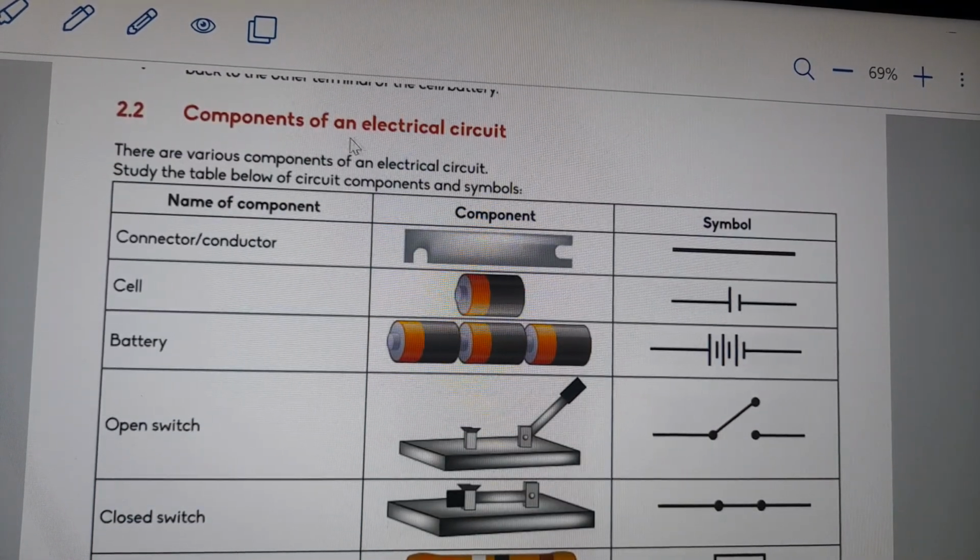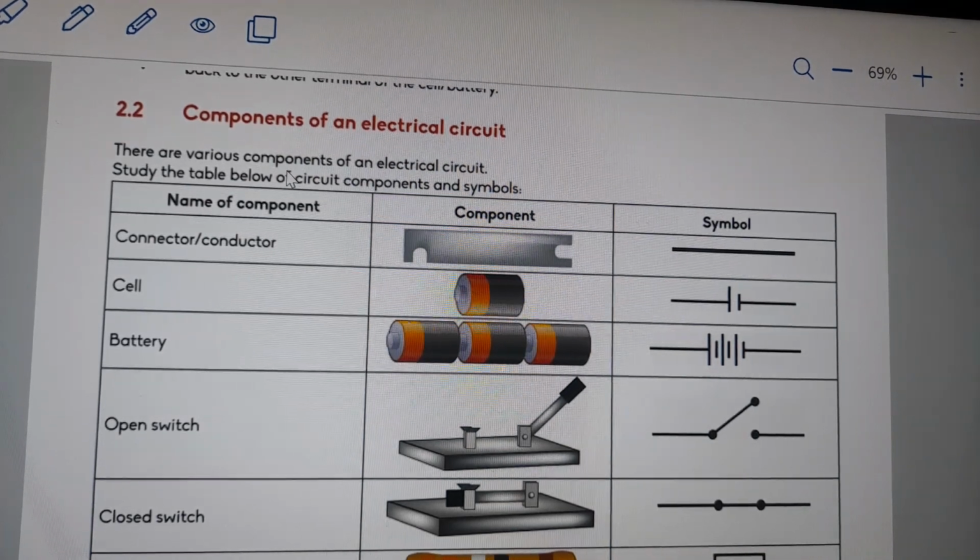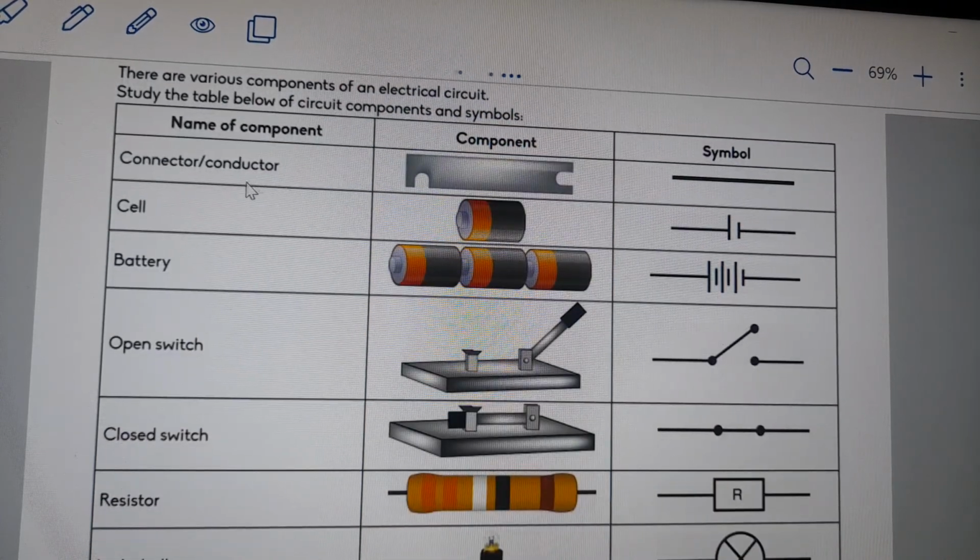Now let's look at the components of an electrical circuit. There are various components of an electrical circuit. They say study the table below of circuit components and their symbols. Okay, so let's look at this. You have done this from grade 6 or grade 5 for that matter. The name of the component, this is a connector or a conductor. The symbol is just a black solid line.